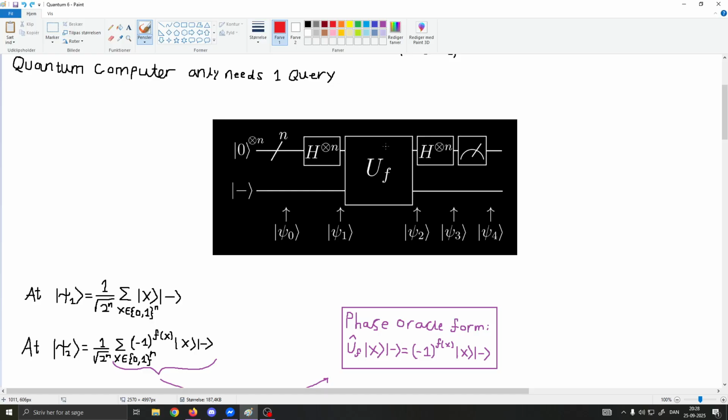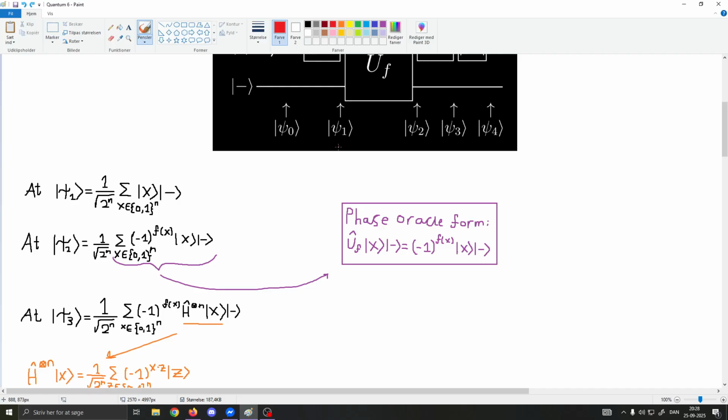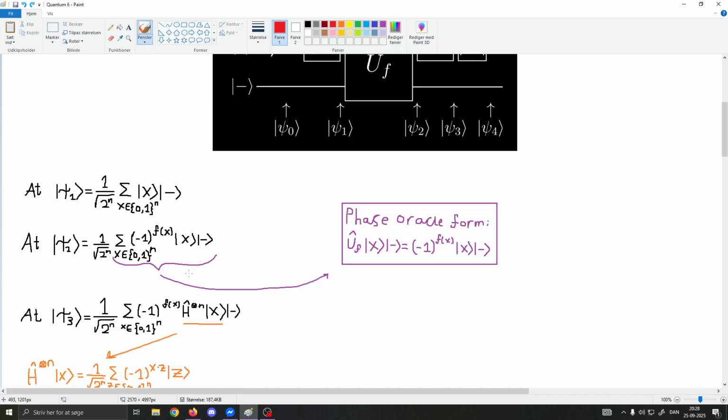Now here, we have performed our unitary transformation on the system. Now this unitary transformation basically just corresponds to the function that we're investigating. Now, notice that it is performed on our quantum system, which allows us to linearly distribute it into every term.